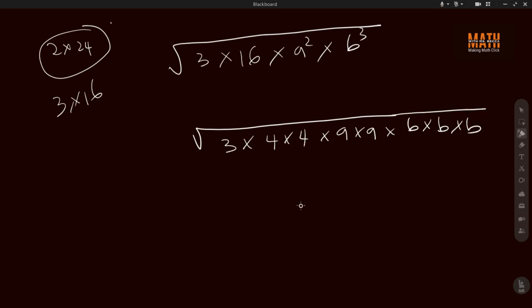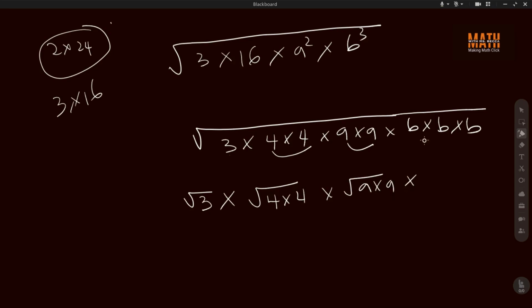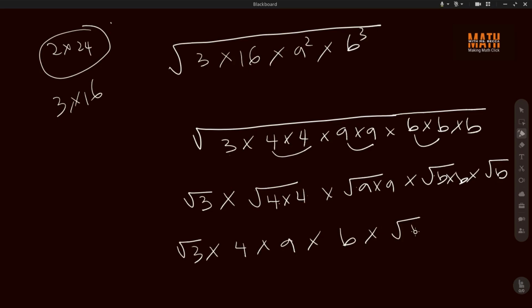Now let's pair them. There is nothing to pair 3 with, so this will be left as root 3. Then we can pair this, so this will be root 4 times 4. This will be times root a times a, and then let's pair this. This will be times root b times b, and then there is nothing to pair this with, so this will be times root b. So now this will give root 3 times square root of 4 times 4 is 4, then times square root of a times a is a, then times square root of b times b is b, then times square root of b. This will give root b.